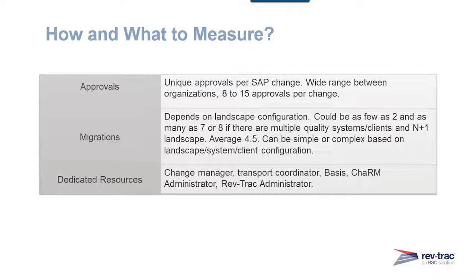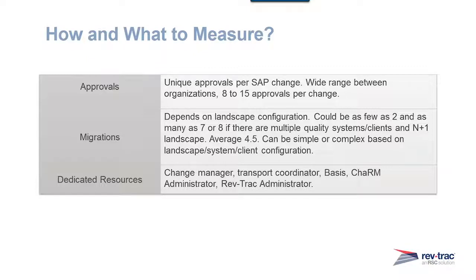You might have some simple landscapes with just 2 migration steps, for example, dev to quality and then on to production, pretty straightforward. Or you might have 7, 8 or more steps if you have multiple quality systems and clients along the way with an N+1 landscape. A typical average we see at our customers is about 4.5 migrations per change. If you can't take the time to calculate your organization's specific migration average, you can just start at about 4.5 and adjust downward or upward based on feedback from the basis team and other stakeholders.